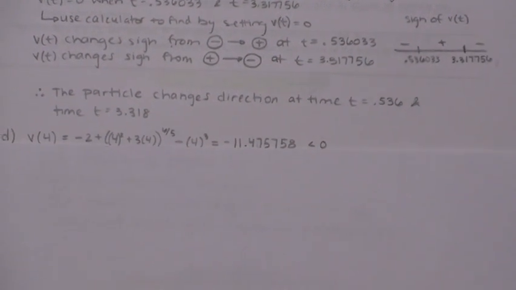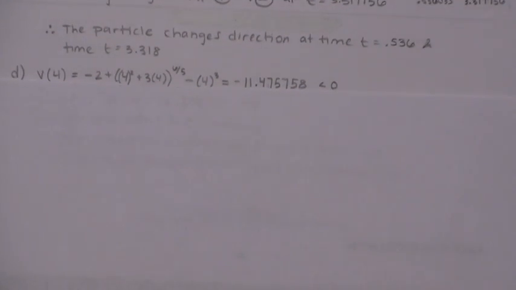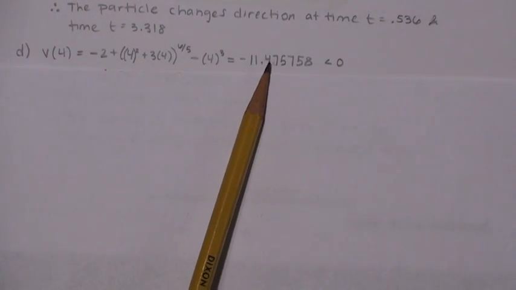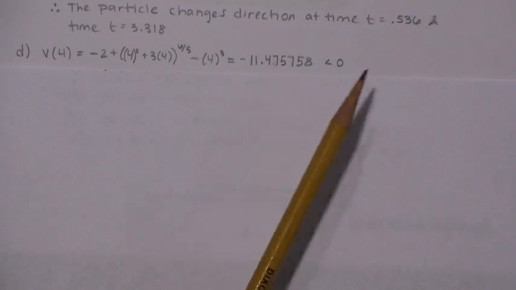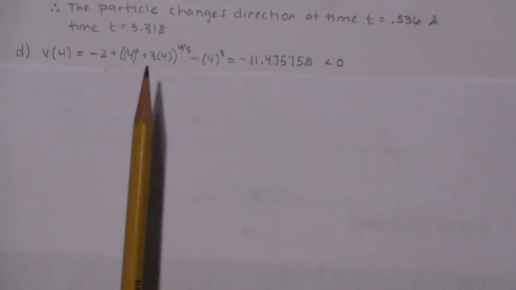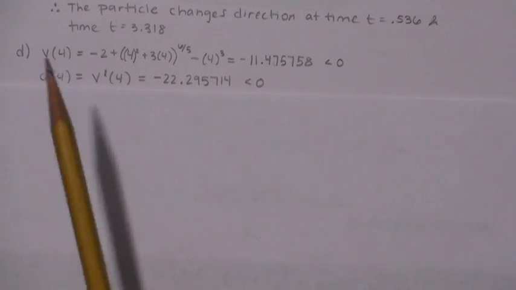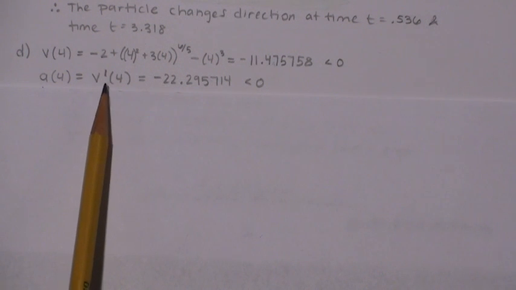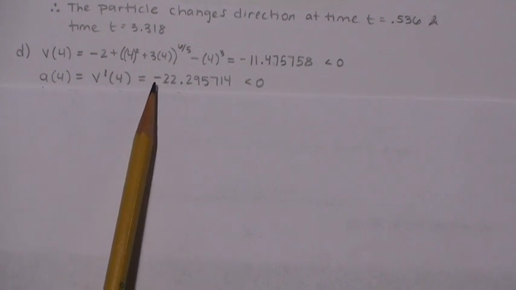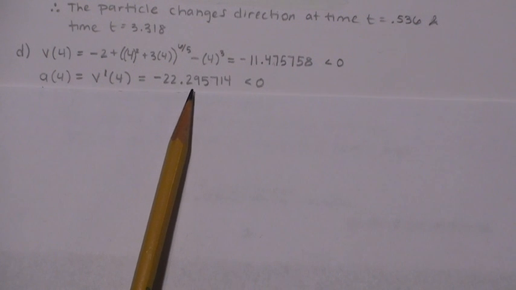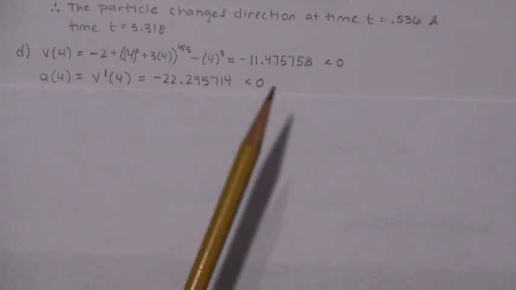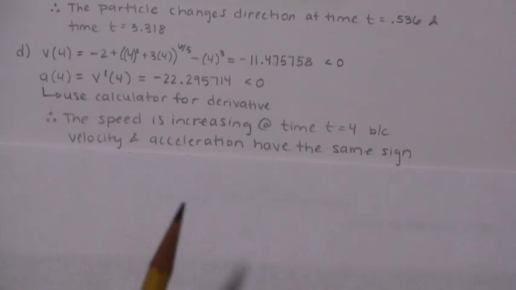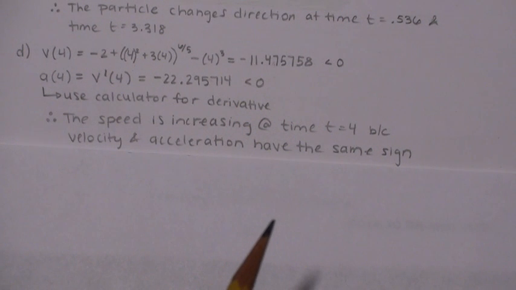Okay. Well, if you plug in 4 to your original velocity expression, you're going to end up getting negative 11.475758, which is obviously less than 0. I used my calculator for this because I'm lazy. And then your acceleration is going to be the derivative of your velocity expression, and that's going to end up being negative 22.295714, which is obviously also less than 0. Because the velocity and the acceleration have the same sign, the speed is increasing at time t equals 4.